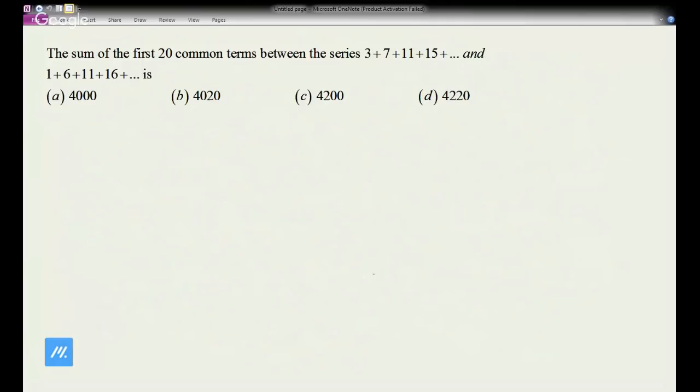So this question says the sum of first 20 common terms between this, let's say, just quickly guys, we are getting very late today. 11 plus 15, a series goes like this, and another series is 1 plus 6 plus 11 plus 16. So again a very good question. Okay, please solve it on your own guys, it's a very easy problem. Maybe I made a mistake in the hurry, something got skipped, but you can do it on your own.